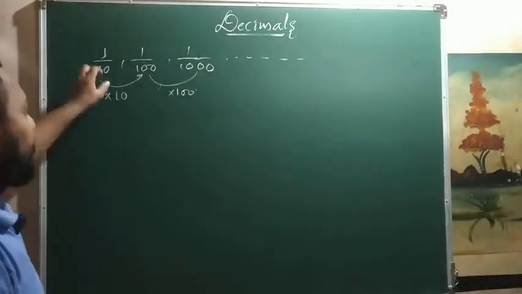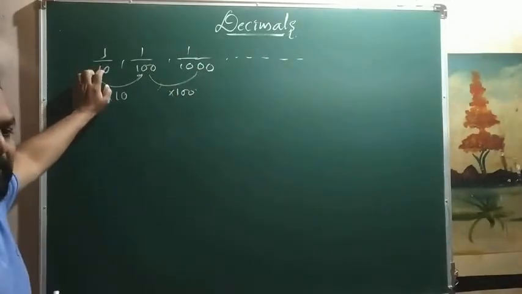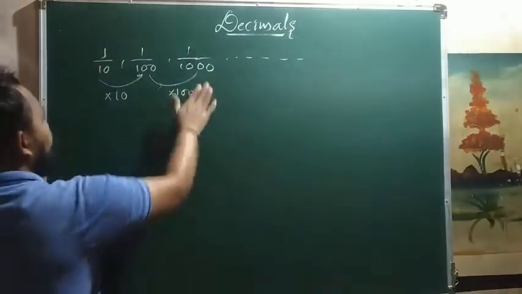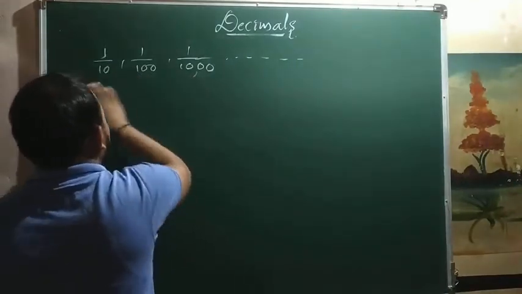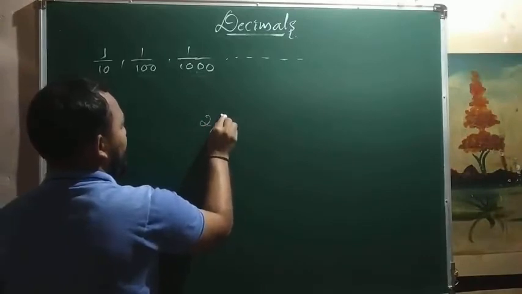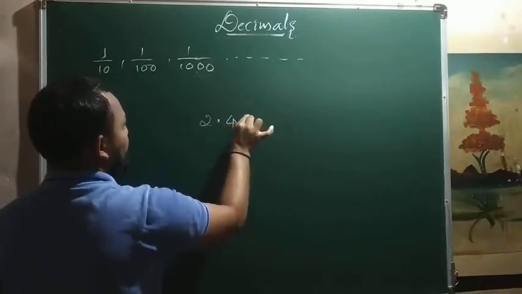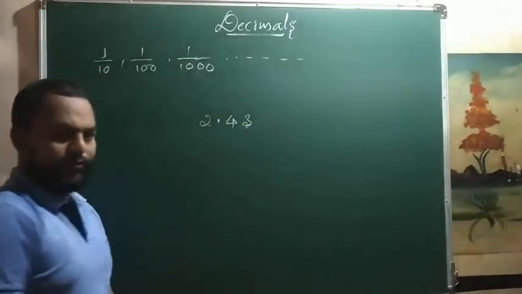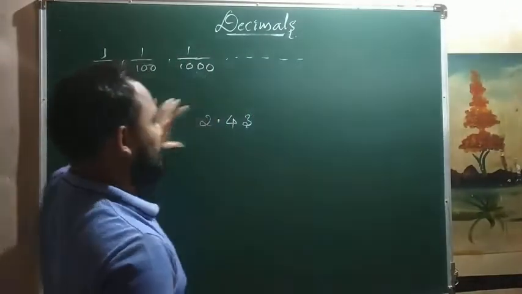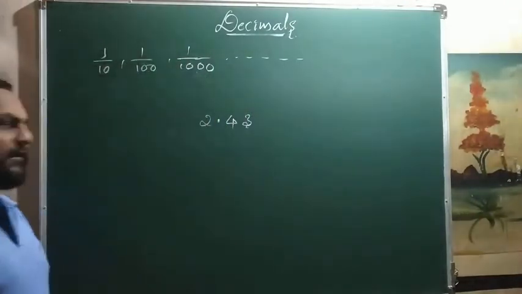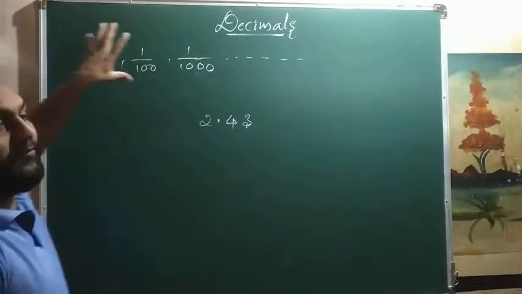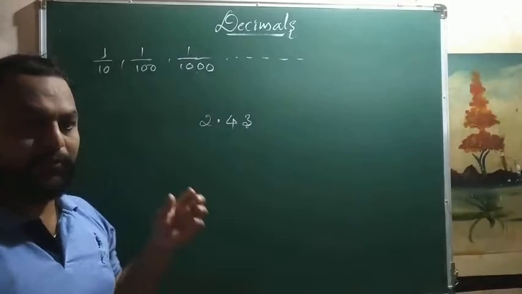Then these denominators are multiples of 10. For example, 2.43 is a decimal number. These are the decimal numbers, but they are in the form of fractions.